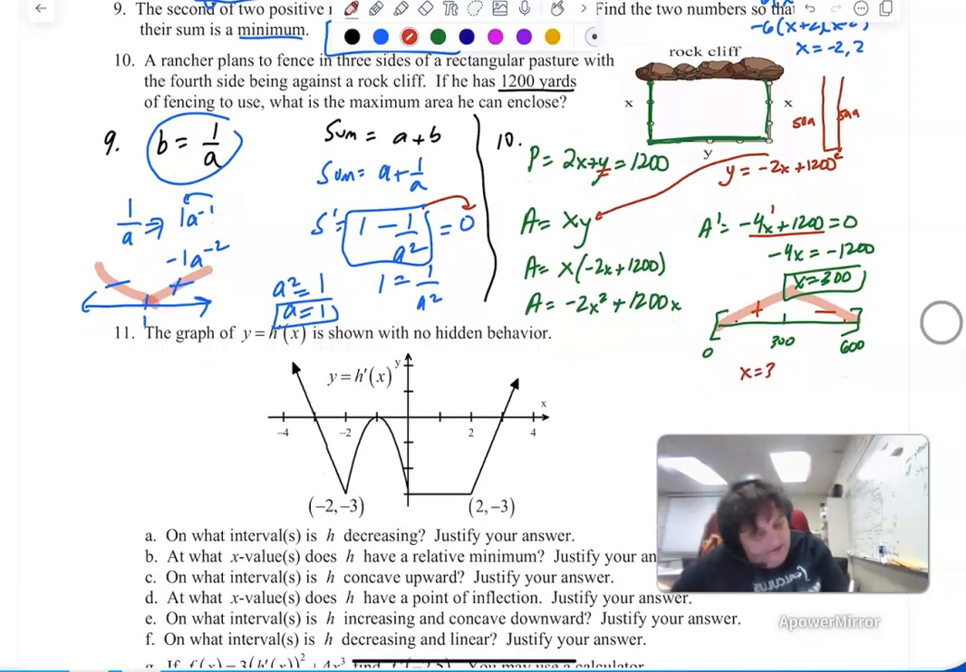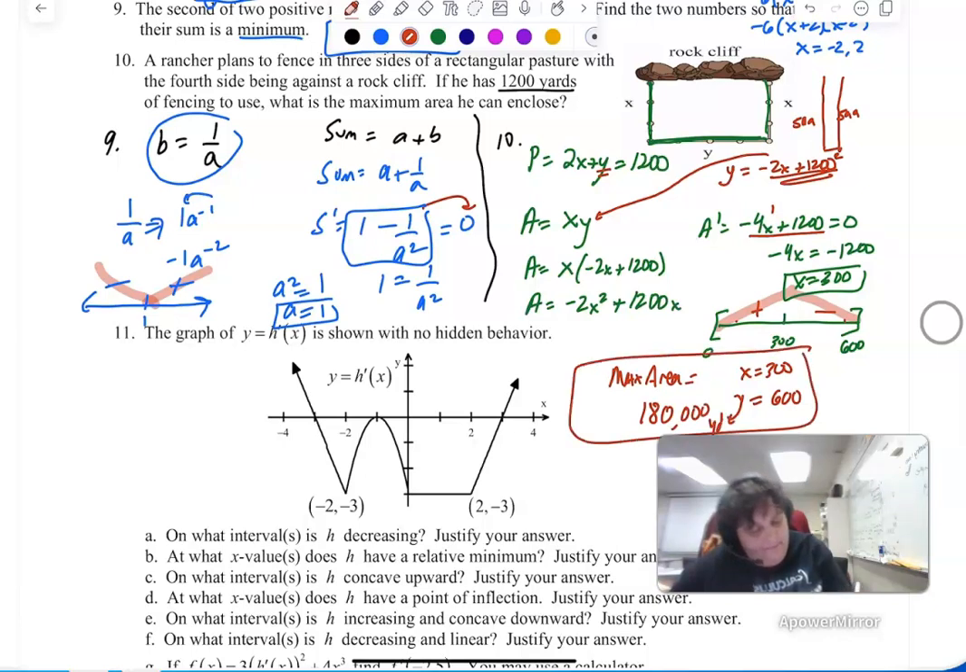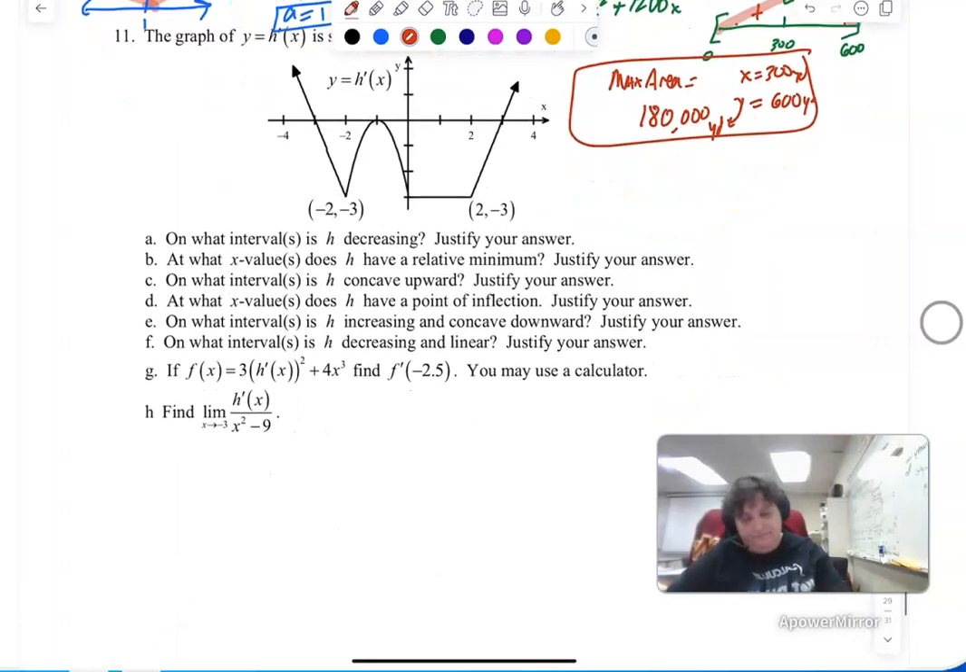So X is 300. If I plug it in right here, Y is negative 600 plus 1,200, so Y is 600. What is the max area that he can enclose? Just multiply those. It's 180,000 yards squared. That's yards. Okay. Whew, that was crazy. All right.